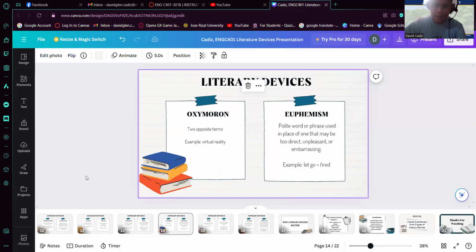Next is oxymoron and euphemism. Oxymoron is two opposite terms. Think of virtual reality. It's when two words that contradict one another create a new term. While for euphemism, it is a way to replace a word with something more polite because that word is too direct, unpleasant, or maybe embarrassing. Examples would be let go equals fired or pass away equals died.